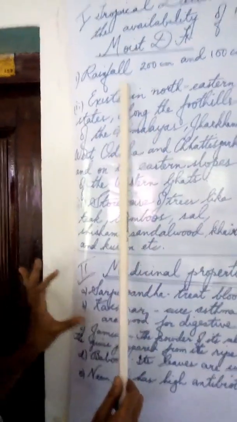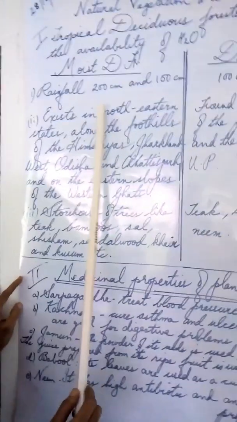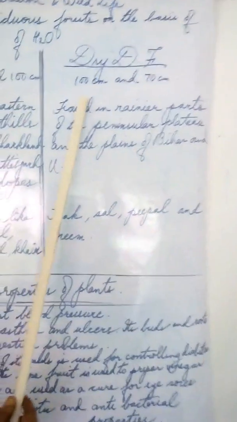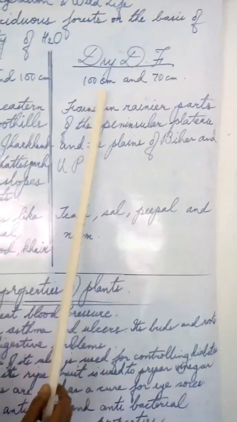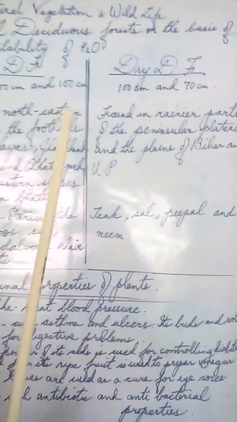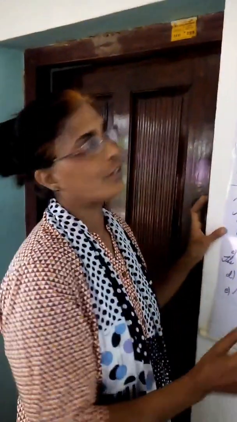In the case of moist deciduous forest, the rainfall required is 200 centimeter to 100 centimeter. So moist deciduous forest is found in areas where there is rainfall amounting to 200 centimeter to 100 centimeter. Then dry deciduous forest is found and visible in areas which have 100 centimeter to 70 centimeter. So we are discussing the difference between the tropical deciduous forests, that is moist deciduous forest and dry deciduous forest. Rainfall I discussed.